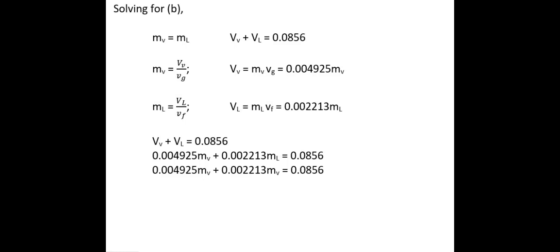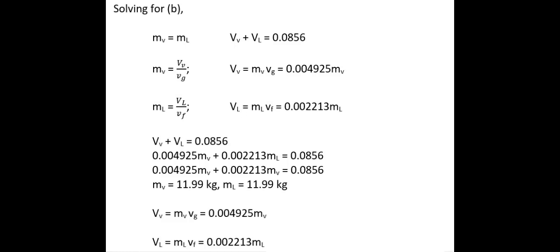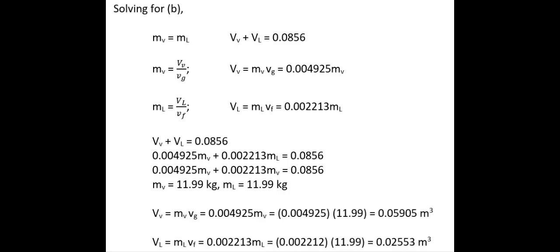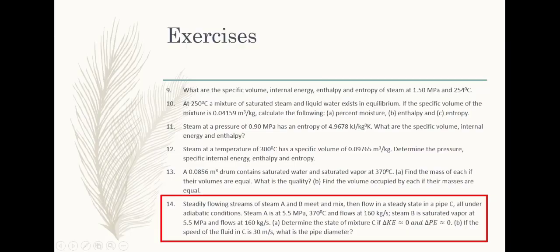Substituting the volume of the vapor and the volume of the liquid to our relation, the volume of the vapor and liquid is equal to 0.0856 meter cube. Thus, we can solve the masses of vapor and liquid, which is equal to 11.99 kilogram. Substituting our masses to the previous equations, the volume of the vapor is equal to 0.05905 and the volume of liquid is equal to 0.02553 meter cube.